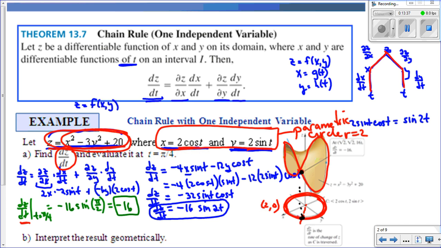So the change in z relative to the change in t is negative 16. So you can see a really steep decrease in the z values at that point. So the slope of that tangent line, the change in z with respect to time or t, is actually negative 16. So negative indicates that it's decreasing, and 16 is telling us that every change of 1 for t results in a change of 16 for the z values.